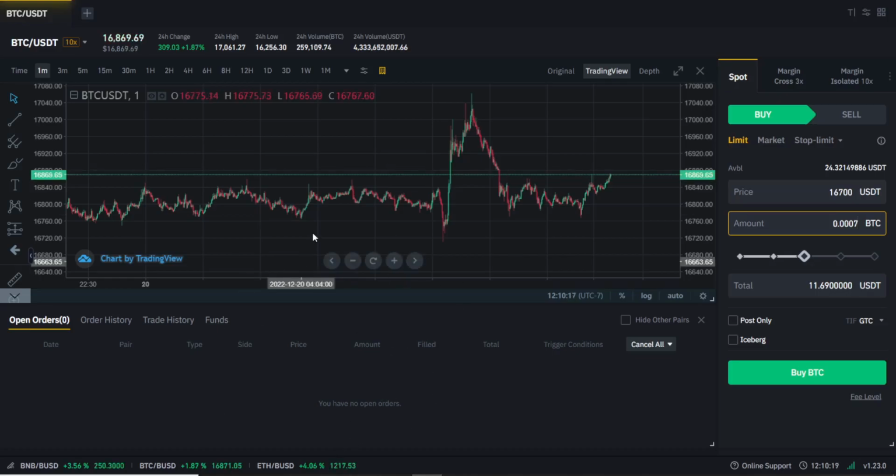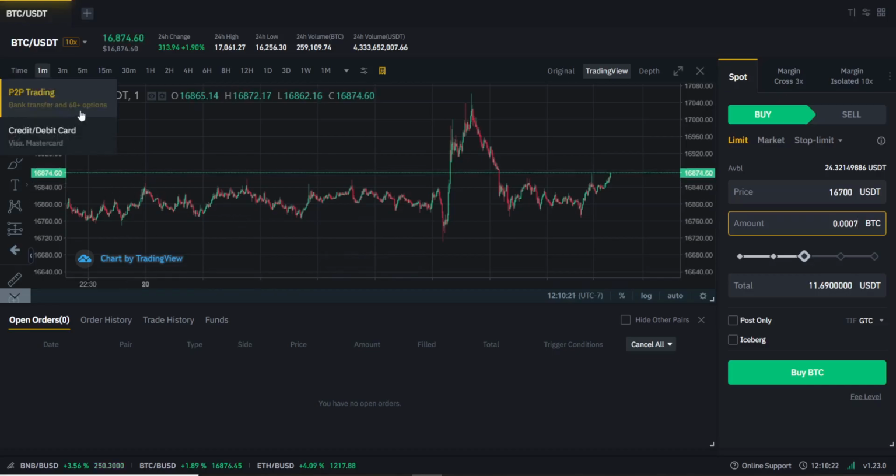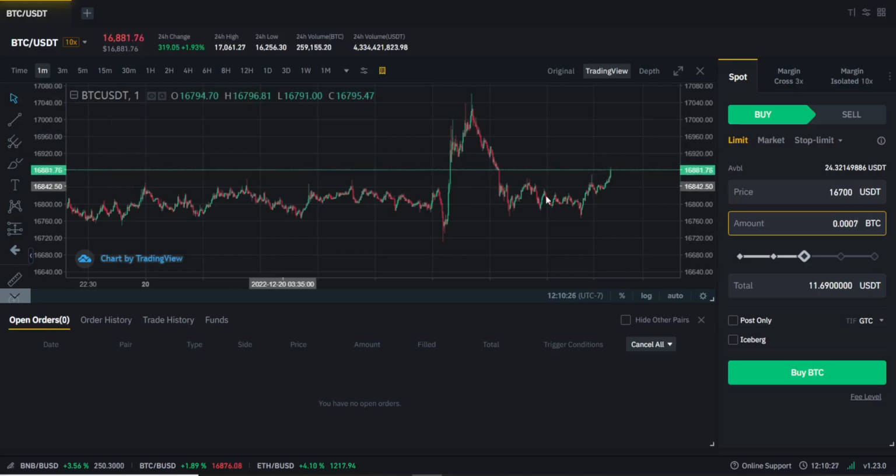When you place a limit order, you specify the asset you want to buy or sell. In this case, we're going to be using Bitcoin. You will also need the number of shares, which we are going to be buying: 0.0007 Bitcoin. And finally, the price at which you're willing to execute the trade, which for this example, we are going to buy at 16,700 USDT, which will give us a total of 11.69 USDT.